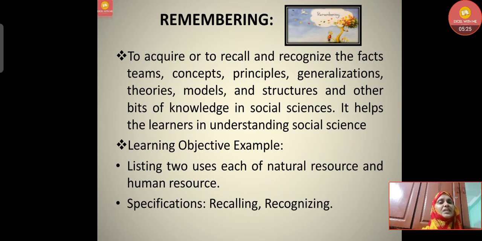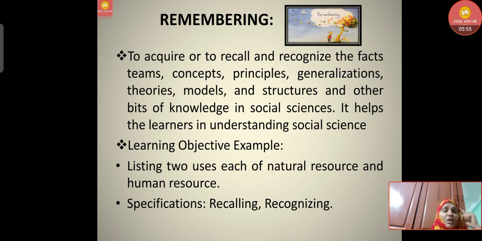It helps the learners in understanding social sciences. Obviously, when they remember the facts and concepts, they will understand what social sciences is. In the previous class we understood the meaning of social science also. Social science means learning related to society, that means pertaining to society. Let's understand the learning objective example here: listing two uses each of natural resource and human resource.